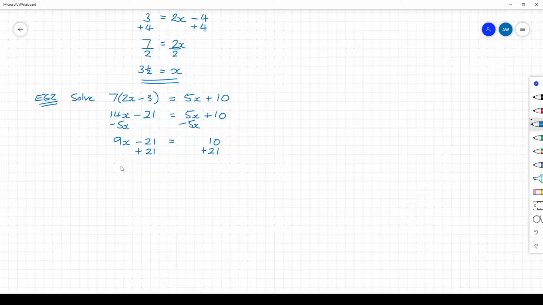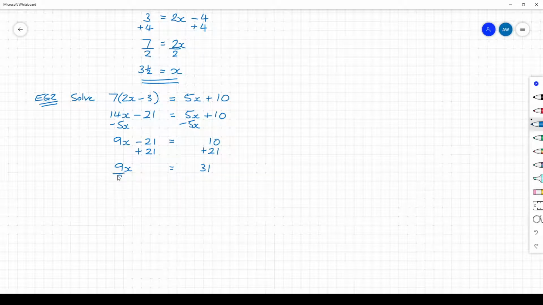Down the page, 9x, didn't touch it, still 9x. Minus 21 plus 21, nothing. Equals 10 plus 21, 31. And straight away I can see this is not going to be a very nice answer because 31 is not in the 9 times table. Okay, 9 doesn't divide into 31 nicely because that is my next step, isn't it?